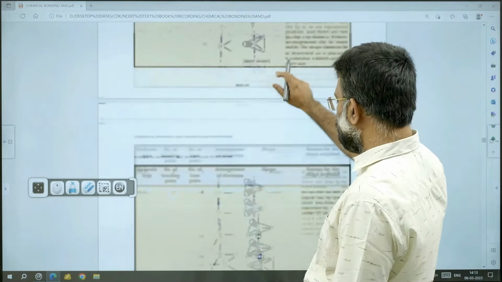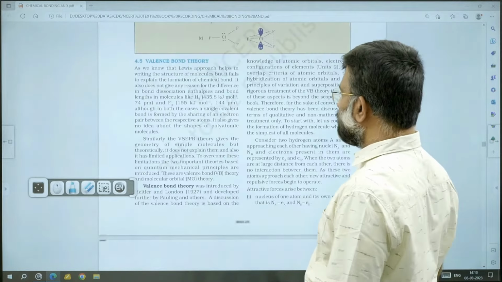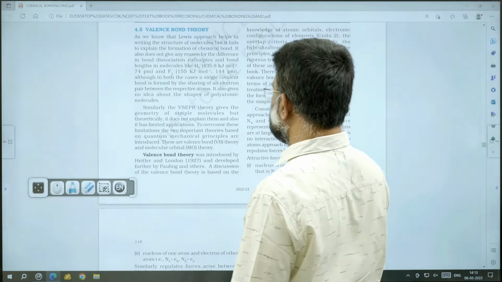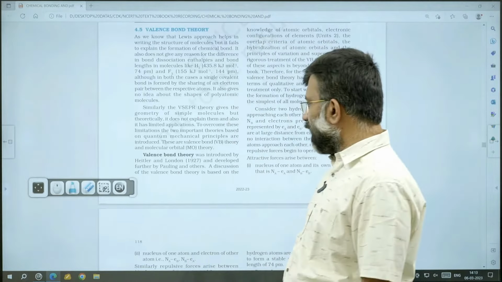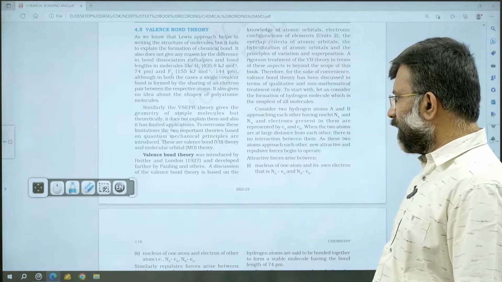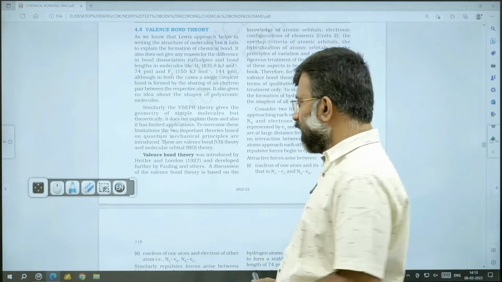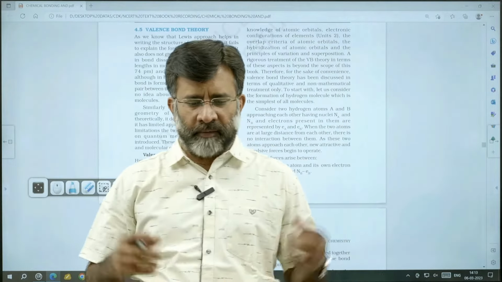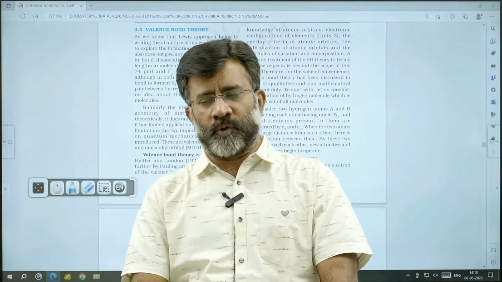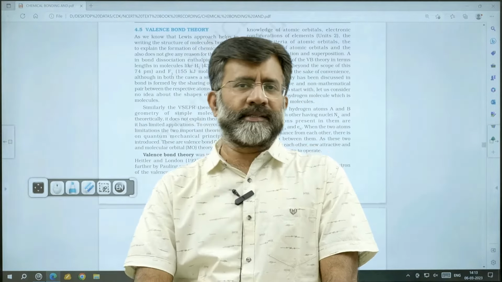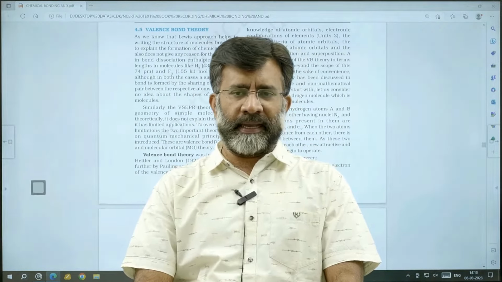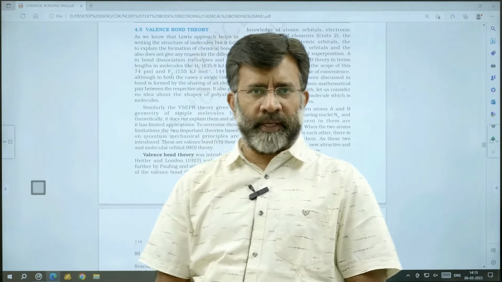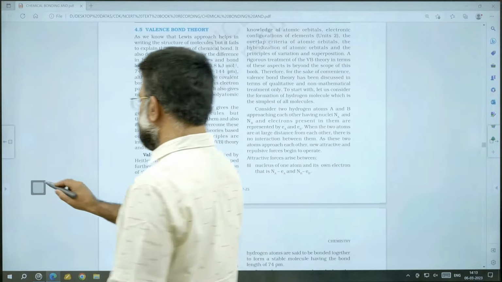Next is VB theory, valence bond theory, introduced by Heitler and London, further developed by Linus Pauling. According to VB theory, when two atoms are coming close, the valence shell electrons of atoms get paired up and they are getting bonded up to give a stable molecular system.